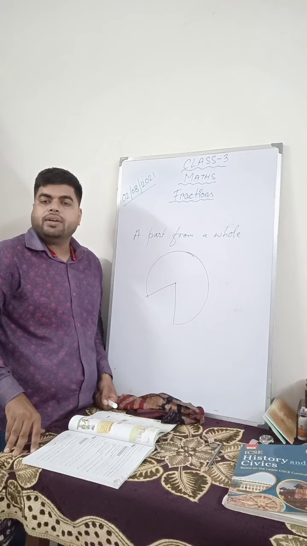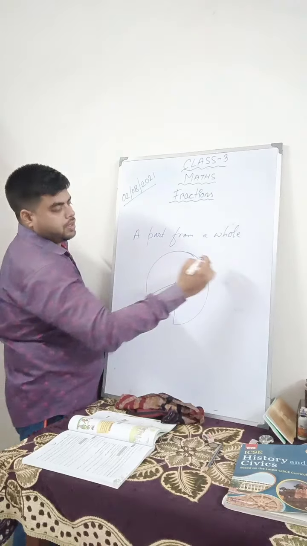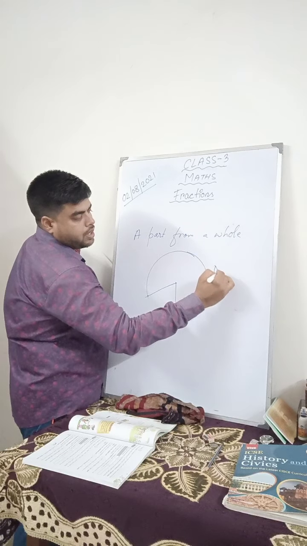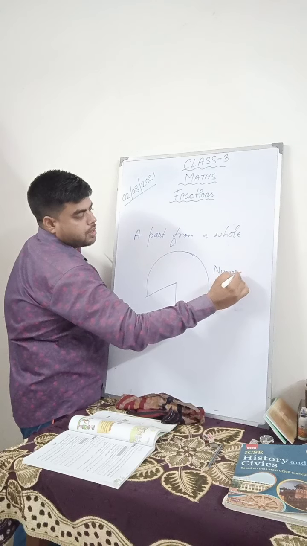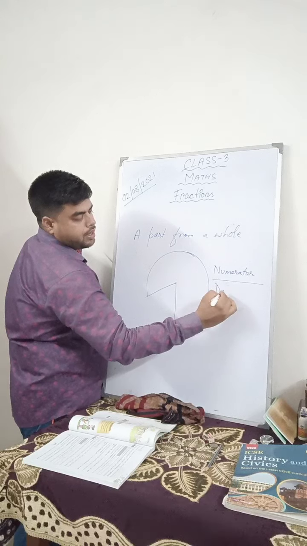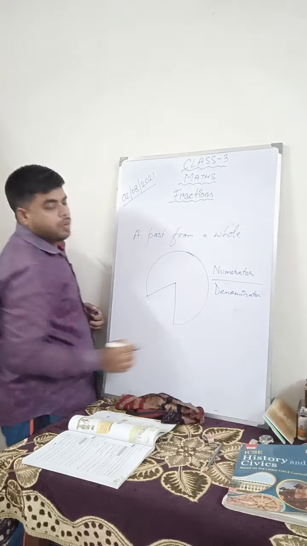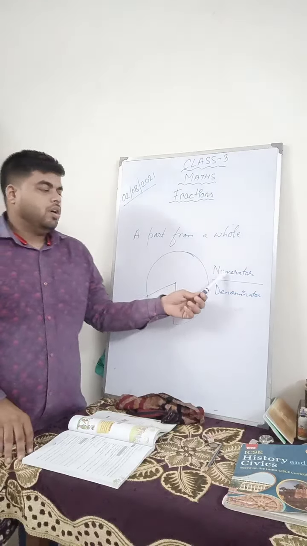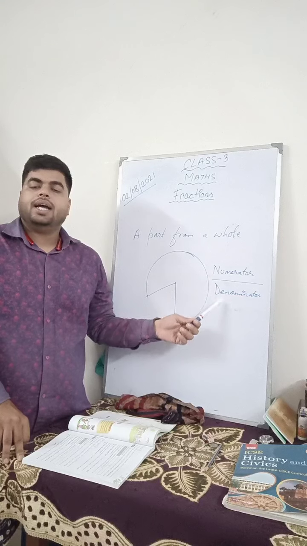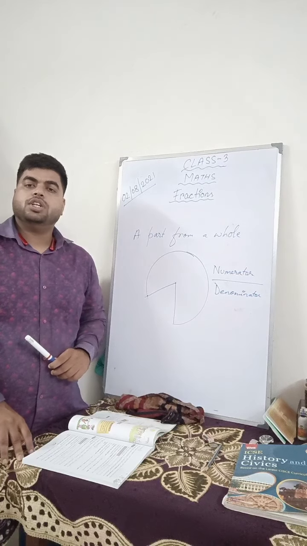And how do we write a fraction? We write fractions this way. On top we write the numerator, and below it the denominator. So remember this: the number written at the top is known as the numerator, and the number written at the bottom is known as the denominator.